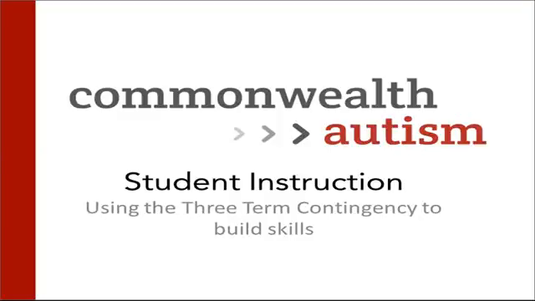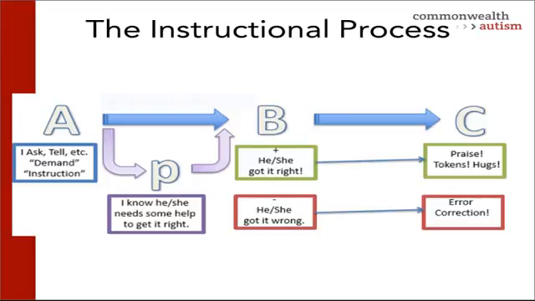This presentation is going to look at the entire student instructional process, specifically at using the 3-term contingency to build skills. Here's a diagram of the instructional process. You can see your A, antecedent, B, behavior, and C, consequence. You can also see the P is for prompt, and we'll talk about that in a later presentation.